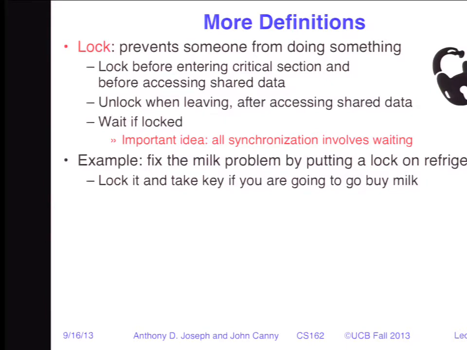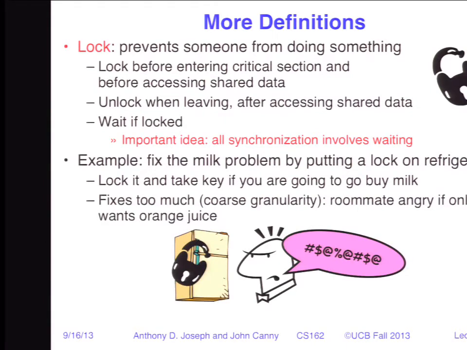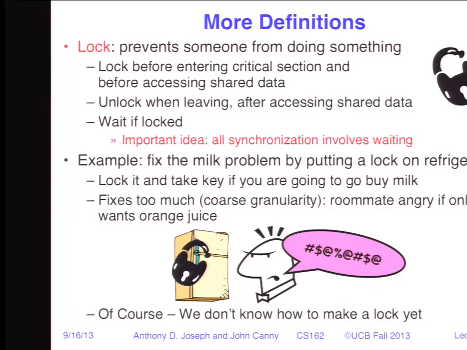But there's a bigger problem here. What if your roommate wanted orange juice because they don't like milk, and there's a gallon of orange juice sitting in the fridge? This is the difference between fine grain and coarse grain. Coarse grain definitely works. It's much simpler, but you're probably going to be looking for a new place to live. So not a good solution. There's another problem. I haven't told you how to make a lock. So that'll be the end of the lecture. We'll figure out how to make a lock.